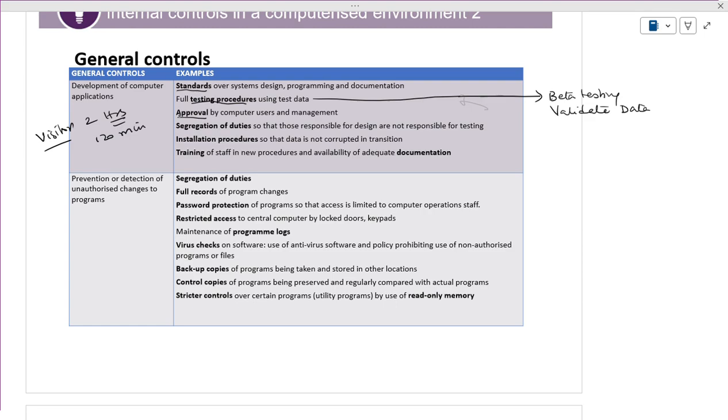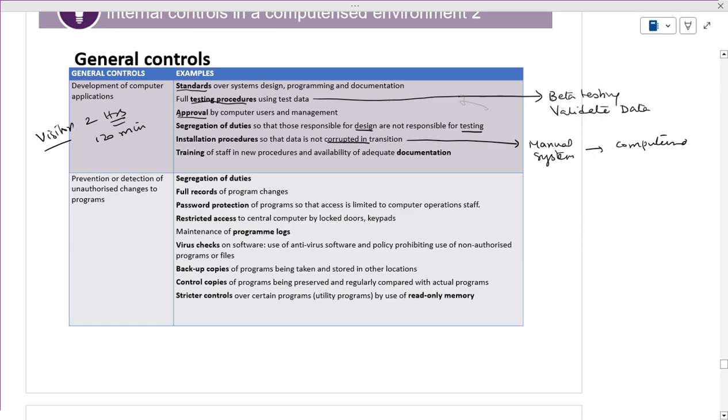Segregation of duties, so that those responsible for design are not responsible for testing. Anywhere in audit, segregation of duties is a specific part. Installation procedure: data is not corrupted in transition. I will give you an example, and we will come across this. They will give you a question where there is a manual system and they are moving to a computerized system.